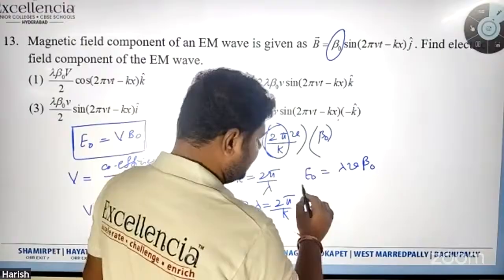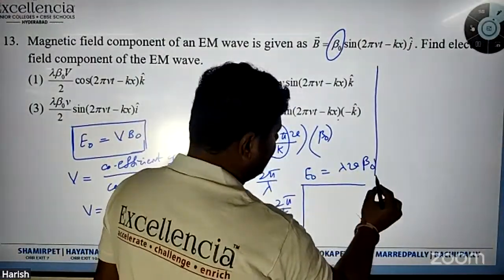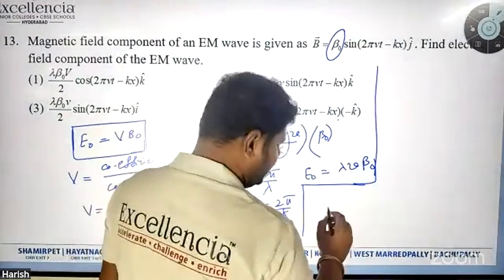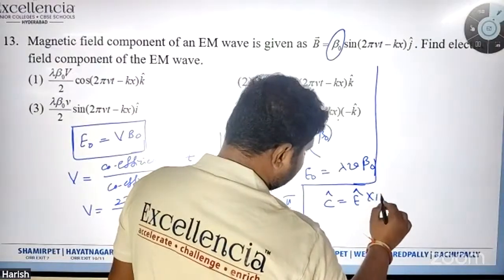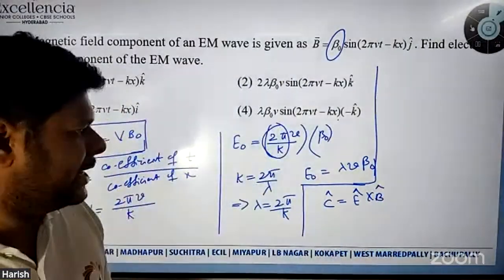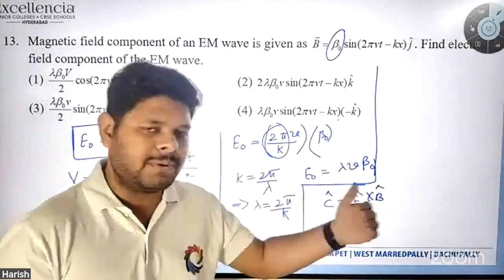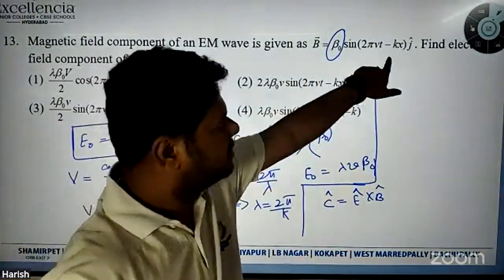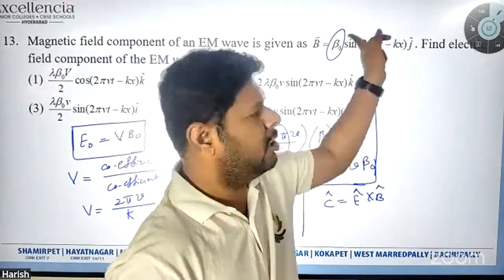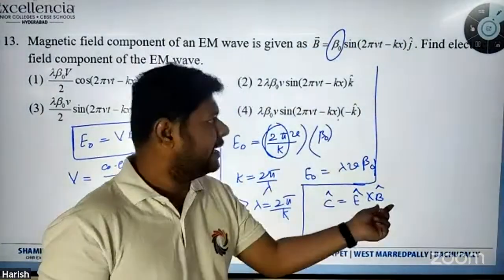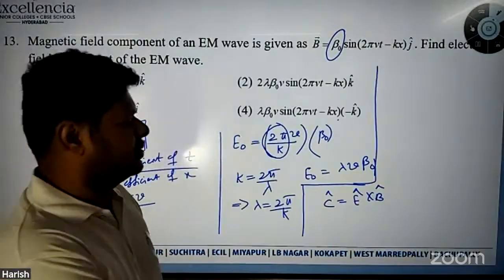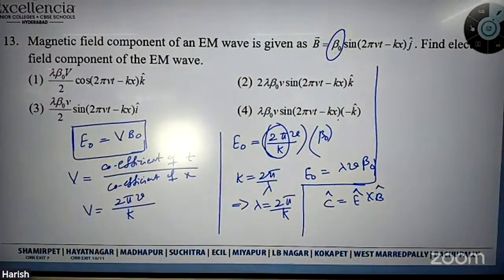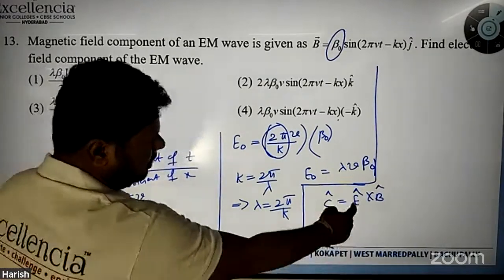There is a relation even for the direction of electric field, magnetic field, and the propagation of the electromagnetic wave. That is C cap is equal to E cap cross B cap. So C cap is the unit vector along the direction of propagation of the wave. Here you can see that the wave is propagating along the positive x-axis. Now B cap they have given as J cap. Now we can get E cap. So two formulas: one is this one to find E_0, the peak value of the electric field, and this one to find the direction.